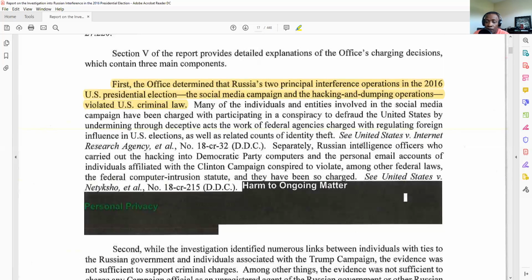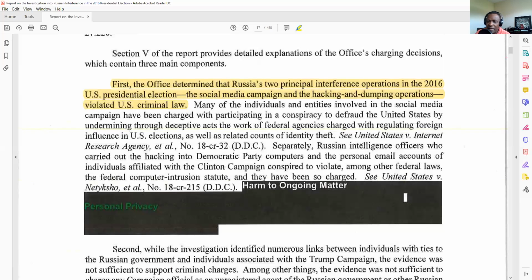Most of the individuals and entities involved in the social media campaign have been charged with participating in a conspiracy to defraud the United States by undermining through deceptive acts the work of federal agencies charged with regulating foreign influence in U.S. elections, as well as related counts of identity theft. See United States v. Internet Research Agency et al., No. 18-CR-32 (D.D.C.).